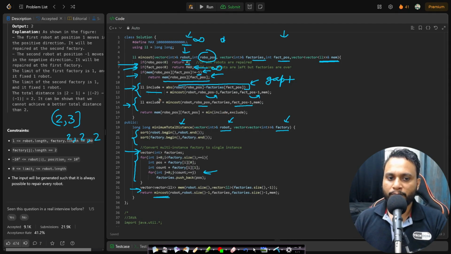Out of both these scenarios, since I want to minimize my distance, I apply a min function to include and exclude, and before returning, I save the subproblem result into my memoization matrix. Okay, so this is the entire solution, and I hope you were able to understand it.